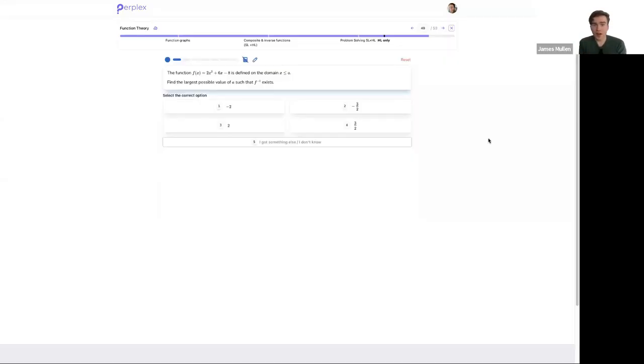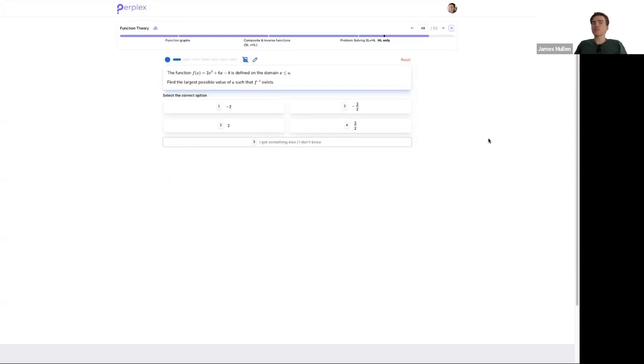So here's an example. I have the function 2x squared plus 6x minus 8 defined on the domain x less than or equal to a. And I want you to find the largest possible value of a such that the inverse function exists. I'll give you a minute.